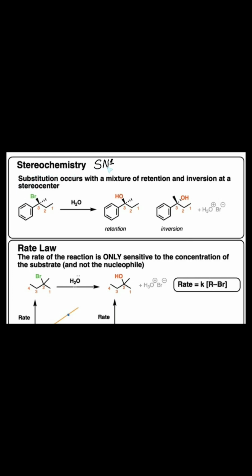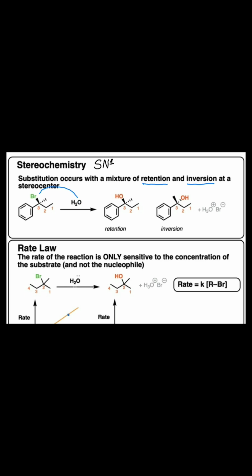Stereochemistry of SN1 unimolecular substitution reactions. The stereochemistry shows the substitution occurs with a mixture of retention and inversion at a stereocenter. This means that the attacking nucleophile can attack the carbocation from both sides.